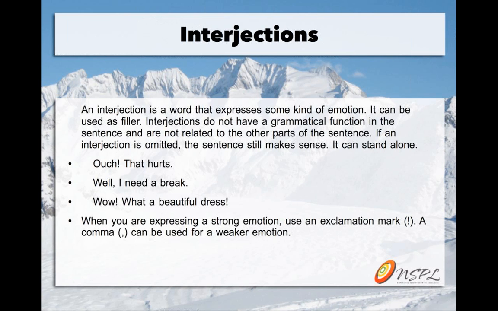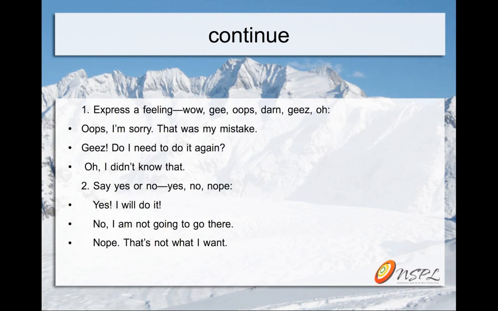A comma can be used for a weaker emotion. So there is a difference, right? A comma can be used as a pause and also for weaker emotions. So we can say the expression will be like this: "Wow, what a beautiful dress." So dress makes more stress. So that's why we use it.